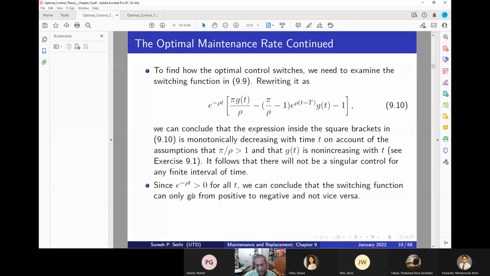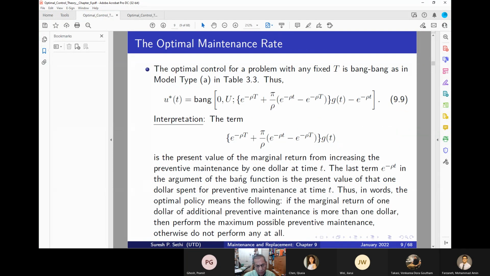Model of Machine Replacement and Maintenance by Thompson. I think last time we derived the bang control. We also got a term here saying that if this quantity is less than zero, then we use zero control. And if it is bigger than zero, then you use the maximum control U. And if it is equal to zero, then of course it's a singular control.